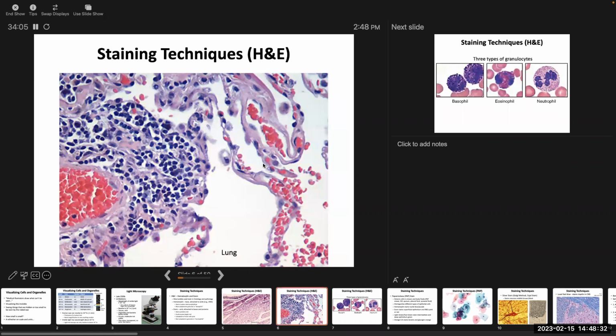Here's another classic example of a tissue stained with H&E. Once again, all those dark blue, dark purple dots that you're seeing are nuclei.